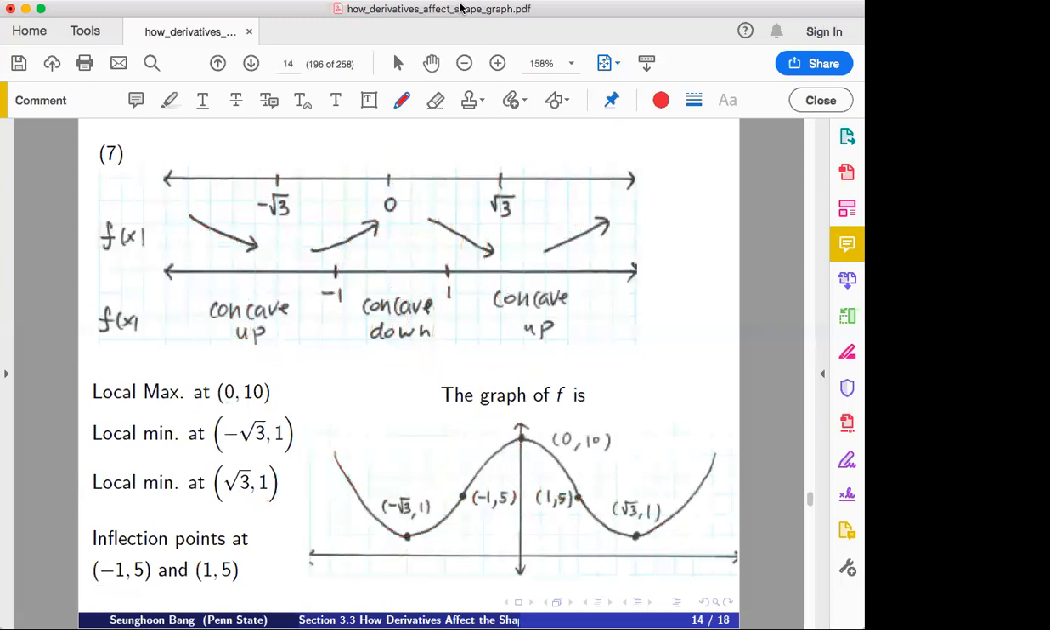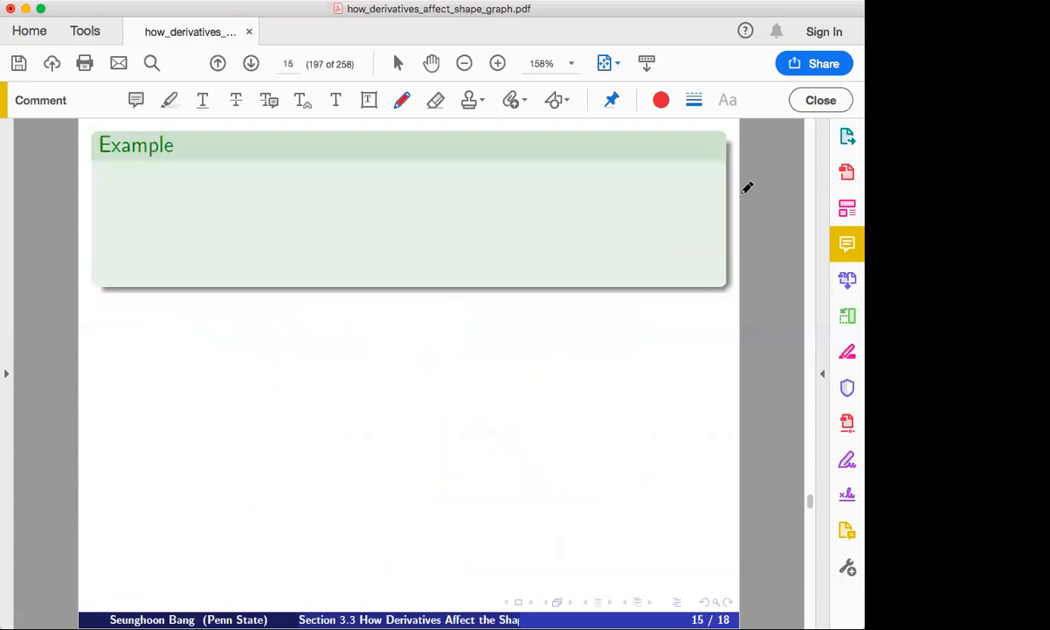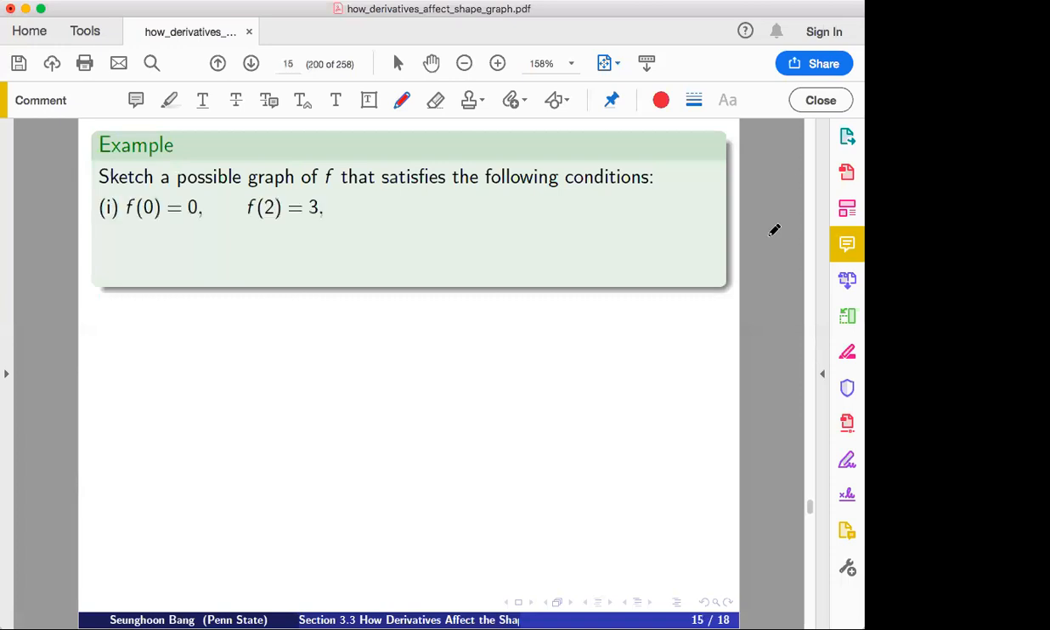I want to give one more example here. Sketch a possible graph of f that satisfies the following conditions. f of 0 equals 0, f of 2 equals 3, f of 4 equals 6, f prime of 0 equals f prime of 4 equals 0.